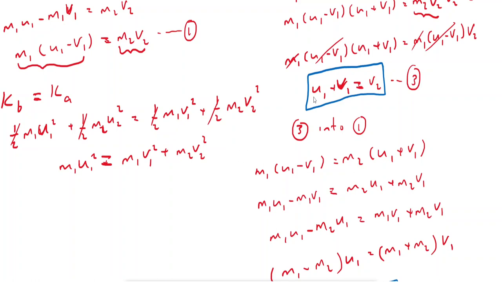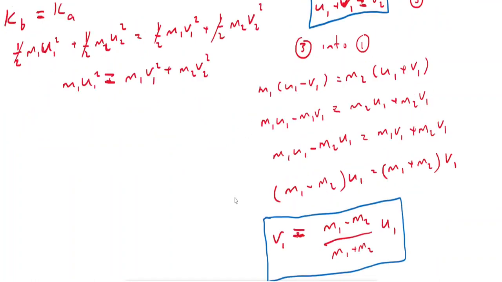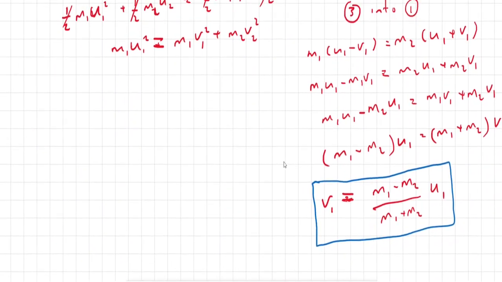Let's say, for instance, you are given U1 and V2. You can just find V1. This is only true if one of the masses is stationary. That's basically the case. Okay.